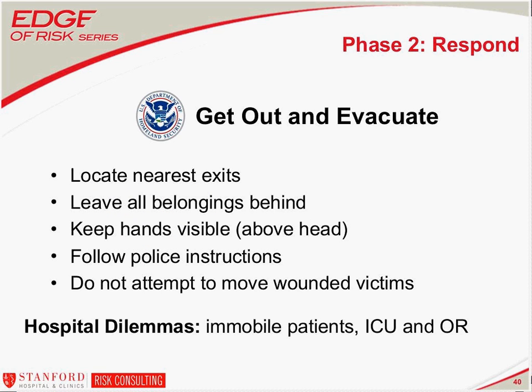First, DHS recommends get out and evacuate if there is an accessible escape path. Hospitals must consider education and training on how staff can safely evacuate patients, visitors, and themselves. DHS also recommends locating your facility's nearest exits, leaving all belongings behind, keeping hands visible and raised, following instructions of any police officers, and not attempting to move any wounded people. Obviously, in the healthcare setting, this could be fraught with difficulty.